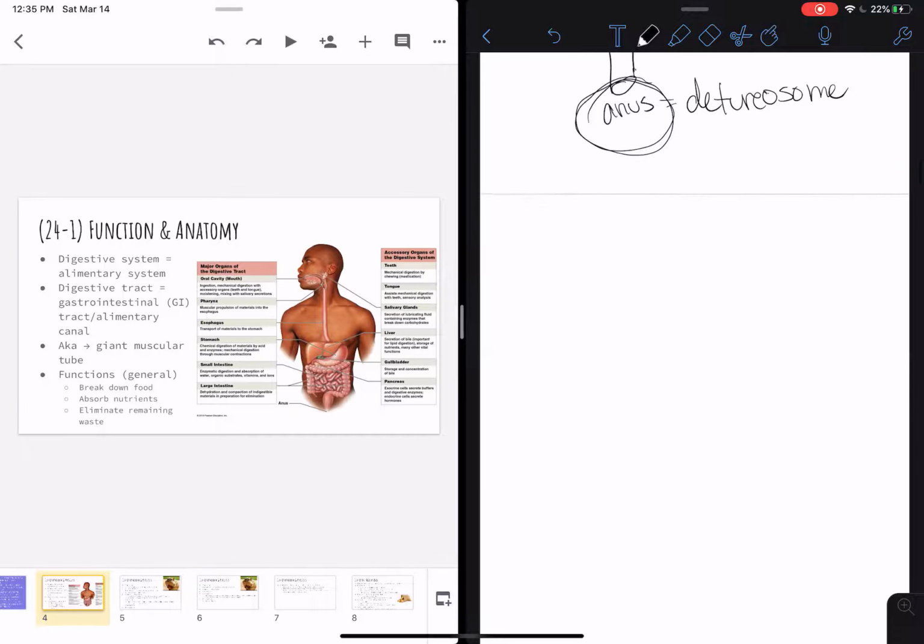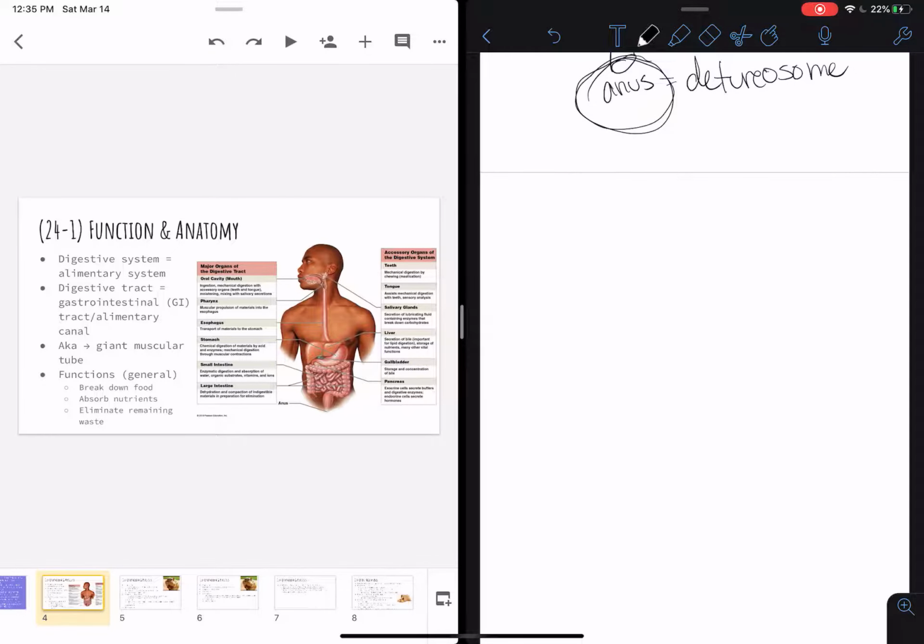Anyway, in the picture on the left-hand side, they list all of the major organs of the digestive tract, which we'll go through independently in the next section. And then to the right, we have the accessory organs of the digestive tract. And these are going to be really important in helping actually digest the food. The major organs of the digestive tract are really more mechanically breaking down and moving things along, while the right side is more like chemically breaking things down and moving things along. So functions in general, we're breaking down food, we're absorbing nutrients, and we're eventually eliminating them as waste.